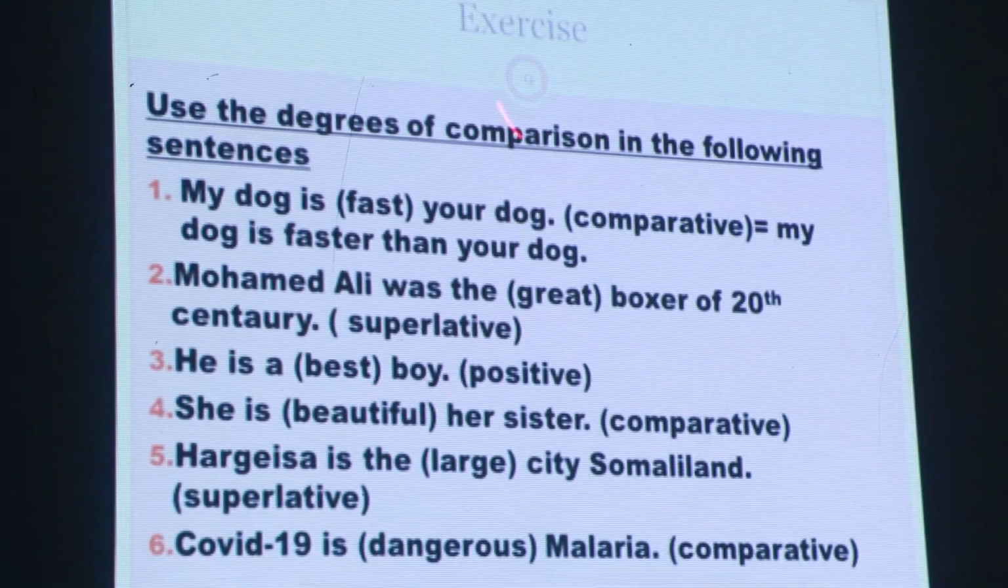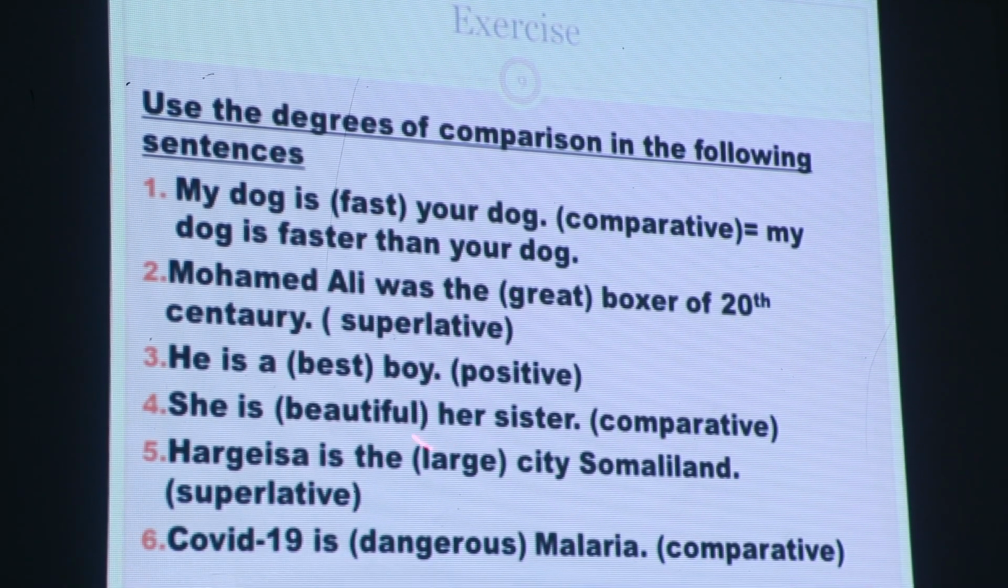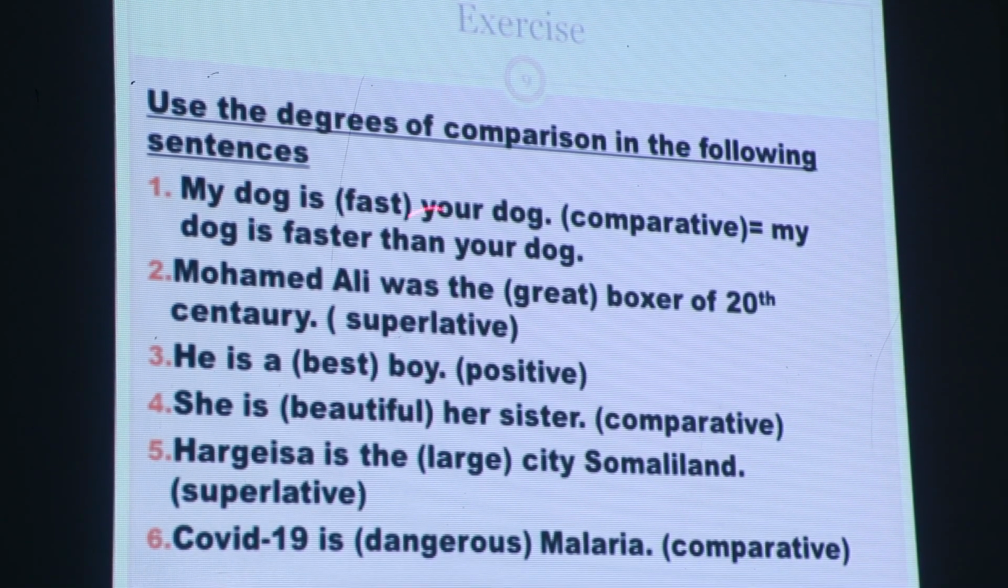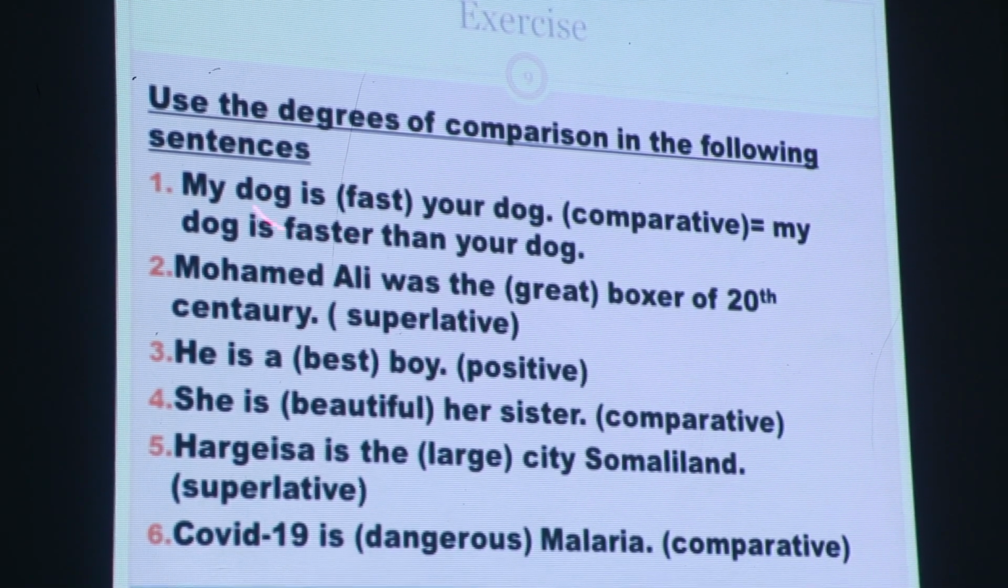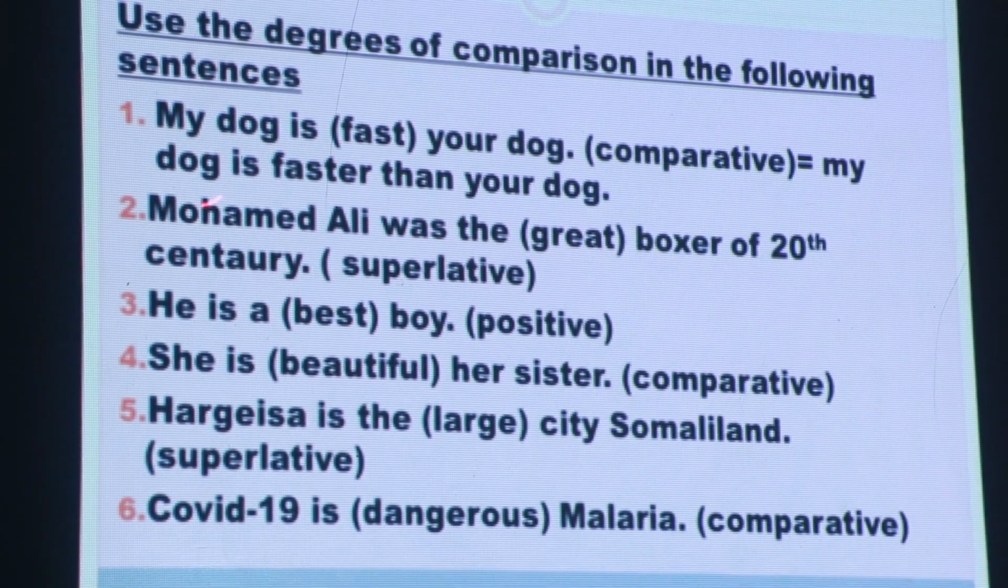The next slide is the exercise. I'm going to leave you with an exercise which you're going to do. You have to do it. It's practical. You have to do it as practice to make you perfect, because you can get this kind of questions in your final exams.